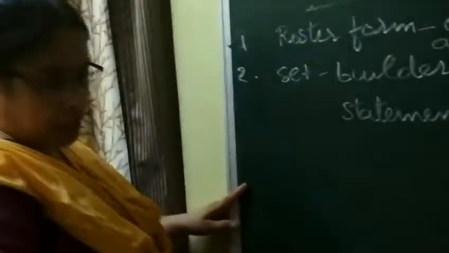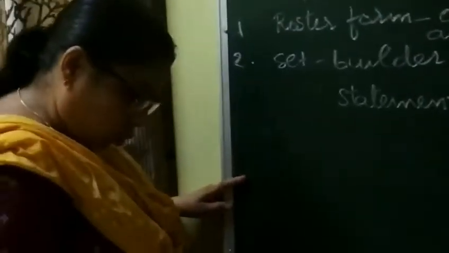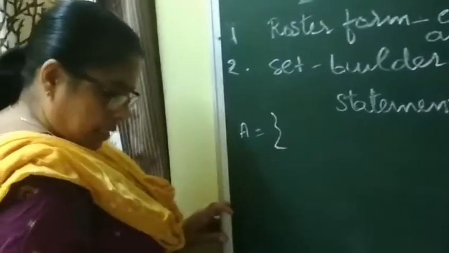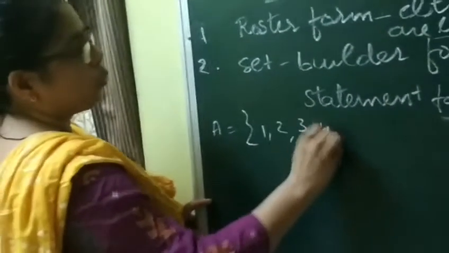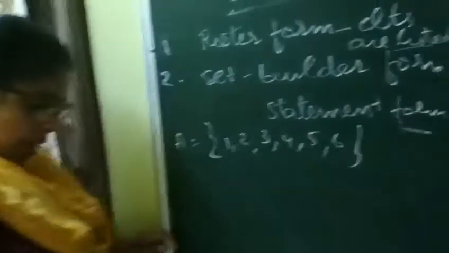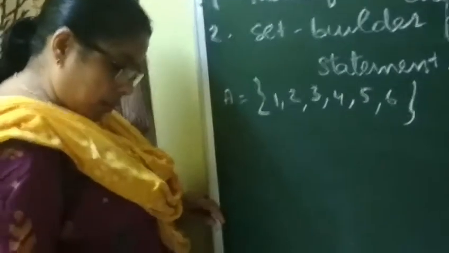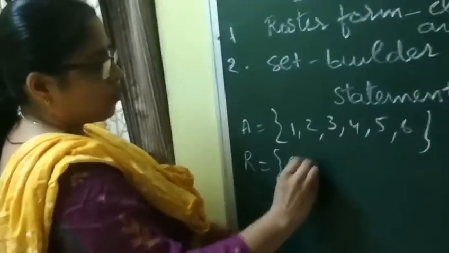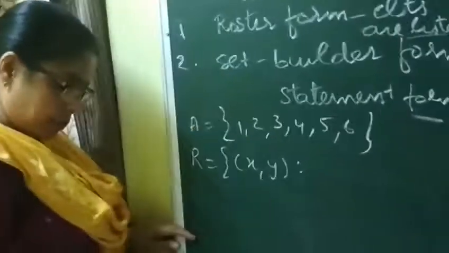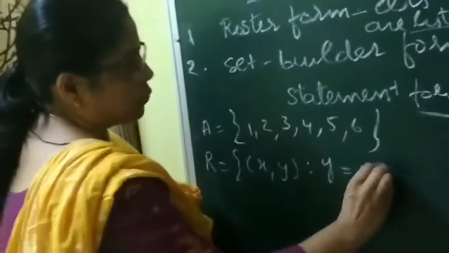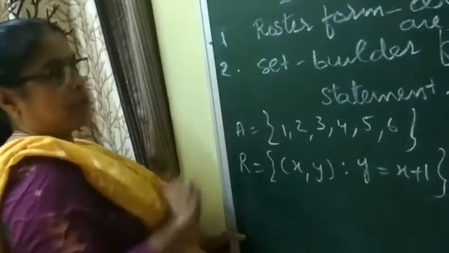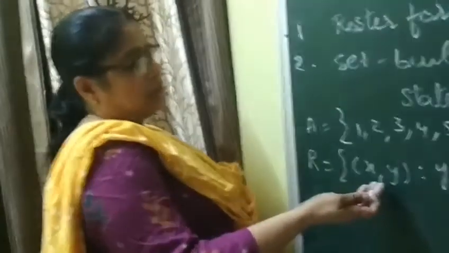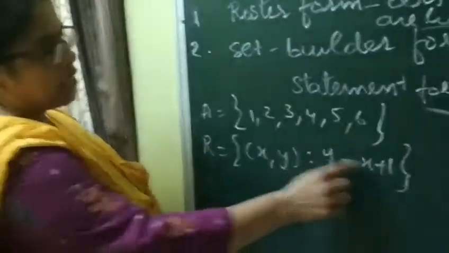Now, I am giving you an example. A is the set given as 1, 2, 3, 4, 5, 6. First of all, I will write it in set builder form. R is the relation, the set of (x, y) such that y is equal to x plus 1. Okay, this is in statement form. Statement form is set builder form. Now, how can you find its elements? y equal to x plus 1.